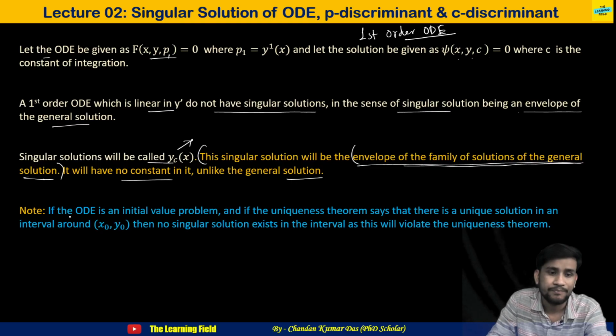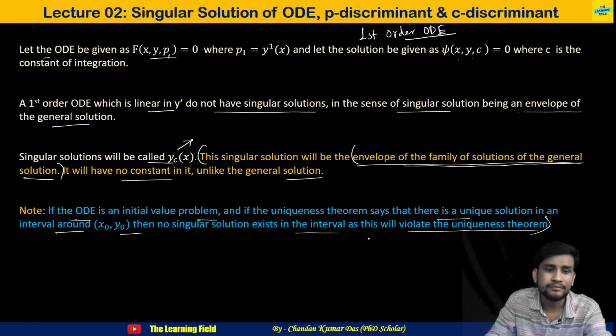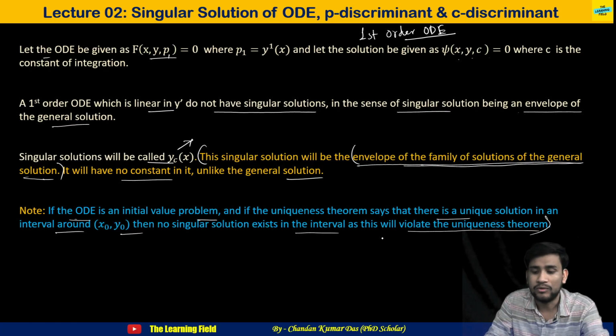Now there is a note: if the ODE is an initial value problem, and the uniqueness theorem says that there is a unique solution in the interval around x naught, y naught, then no singular solution exists in the interval, as it would violate the uniqueness theorem.